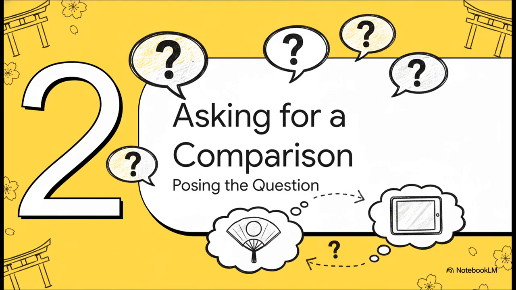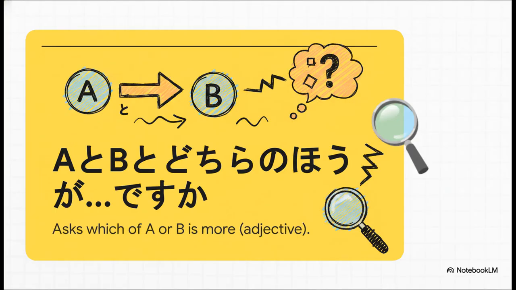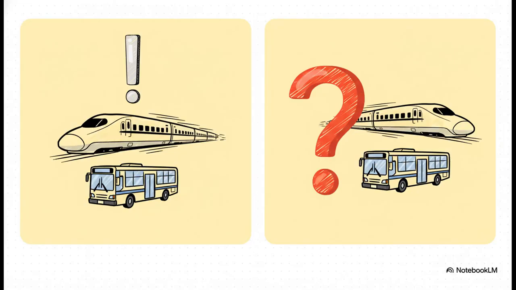We've got that covered. But what if you want to ask someone else for their preference? How do you form the question? Let's take a look. The structure for asking the question is just as logical. You present both of your items, A and B, connecting them with the particle to. Then you use the key phrase dochira no hoga, which means which one, followed by your adjective and the question marker ka.